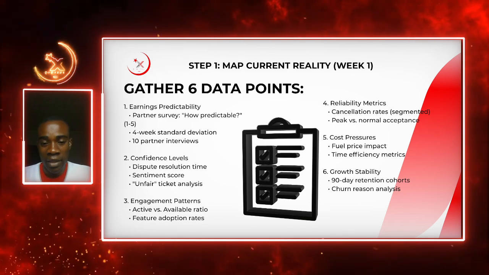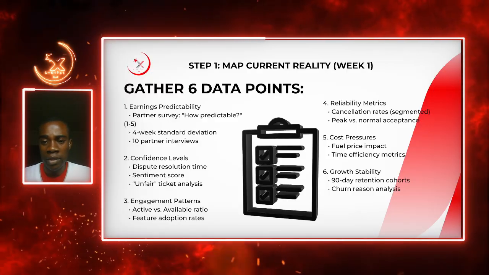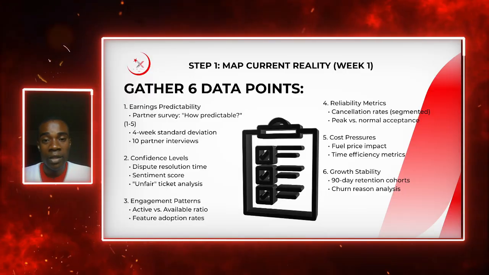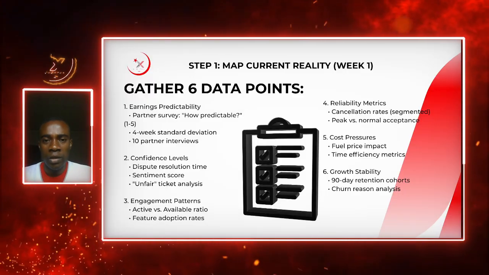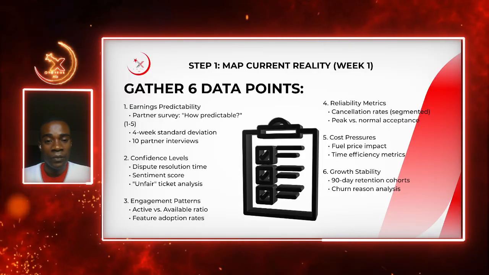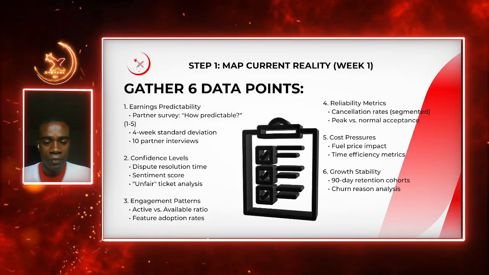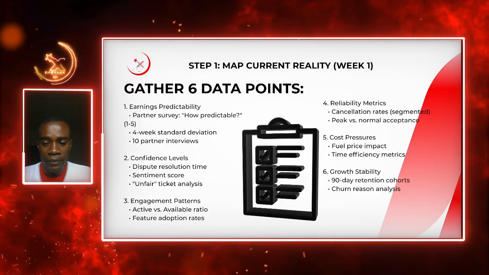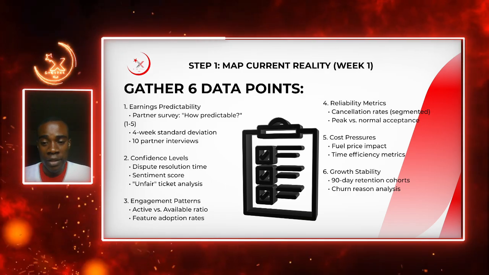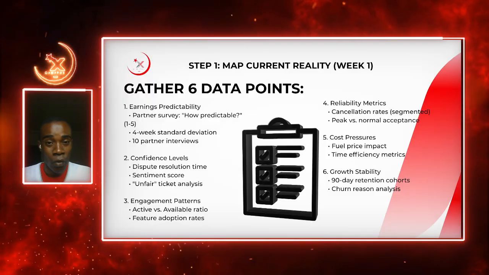Three, engagement patterns. Don't just measure app opens, but look at active versus available hours, feature adoption rates, and communication engagement. Four, reliability metrics, but segmented. Here, don't look at averages, but look at cancellation rates by partner segment, and acceptance during peaks versus normal days. Five, cost pressures. Has fuel price increased locally? Survey your partners with this question: have your operating costs risen? And also calculate time efficiency metrics.